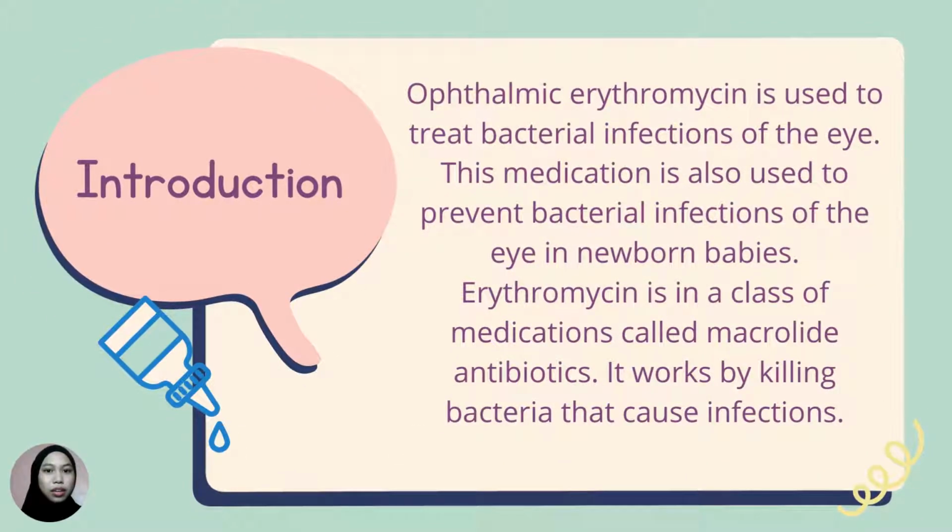So, firstly, ophthalmic erythromycin is used to treat bacterial infection of the eyes. It is in the class of medication called macrolide antibiotics. It works by killing the bacteria that cause infection.